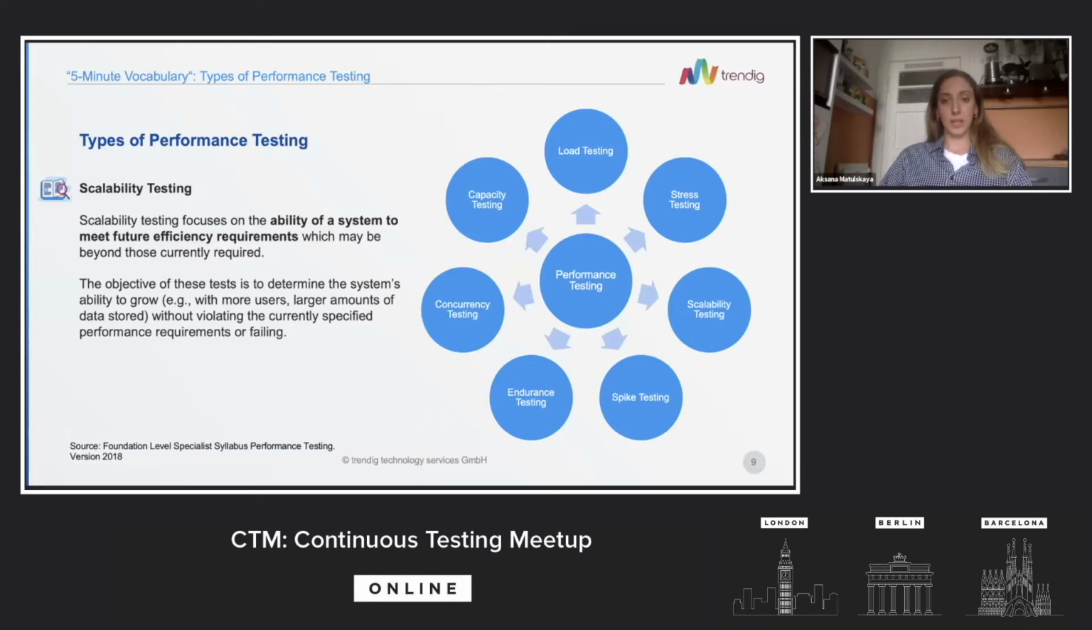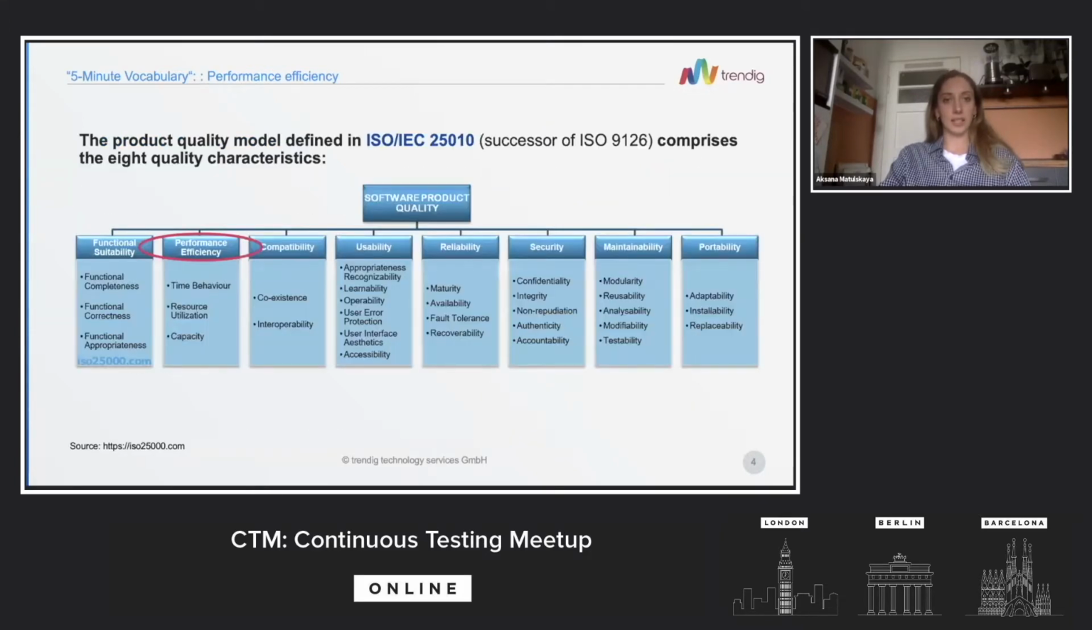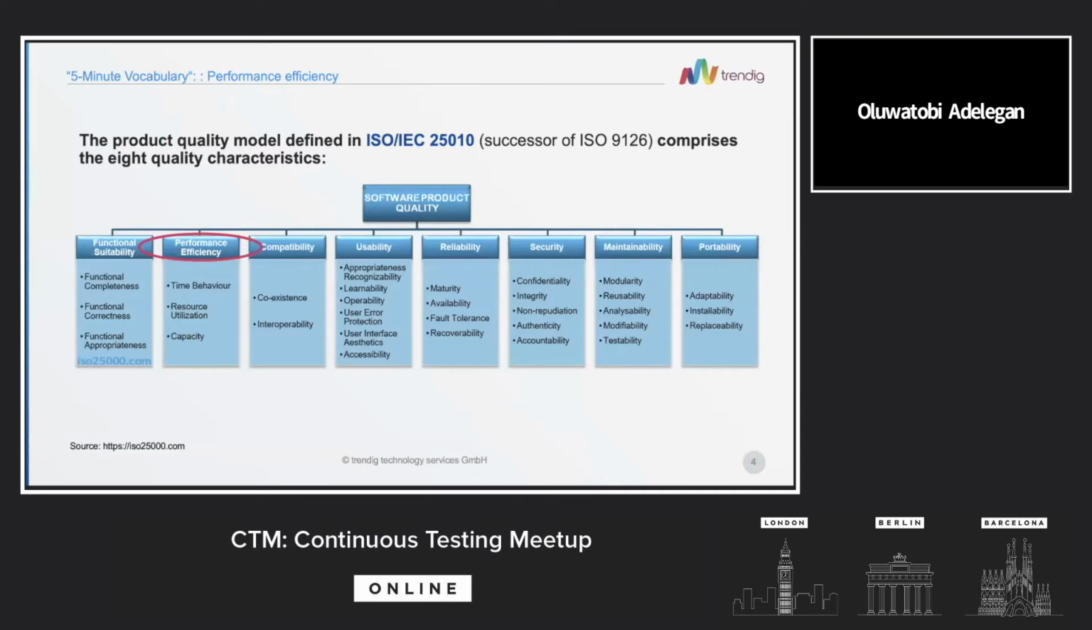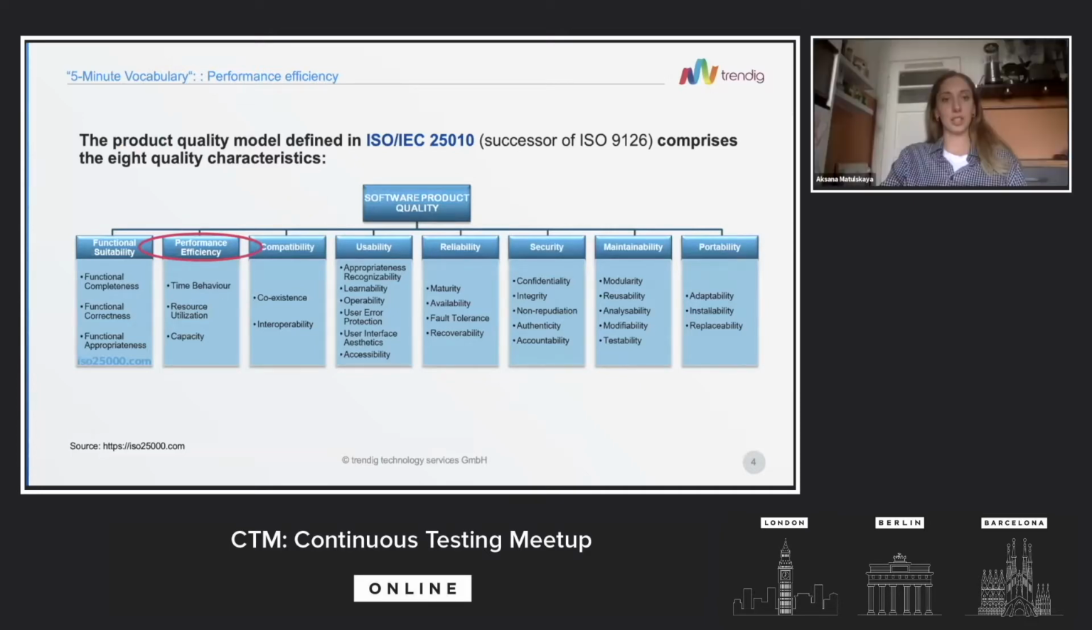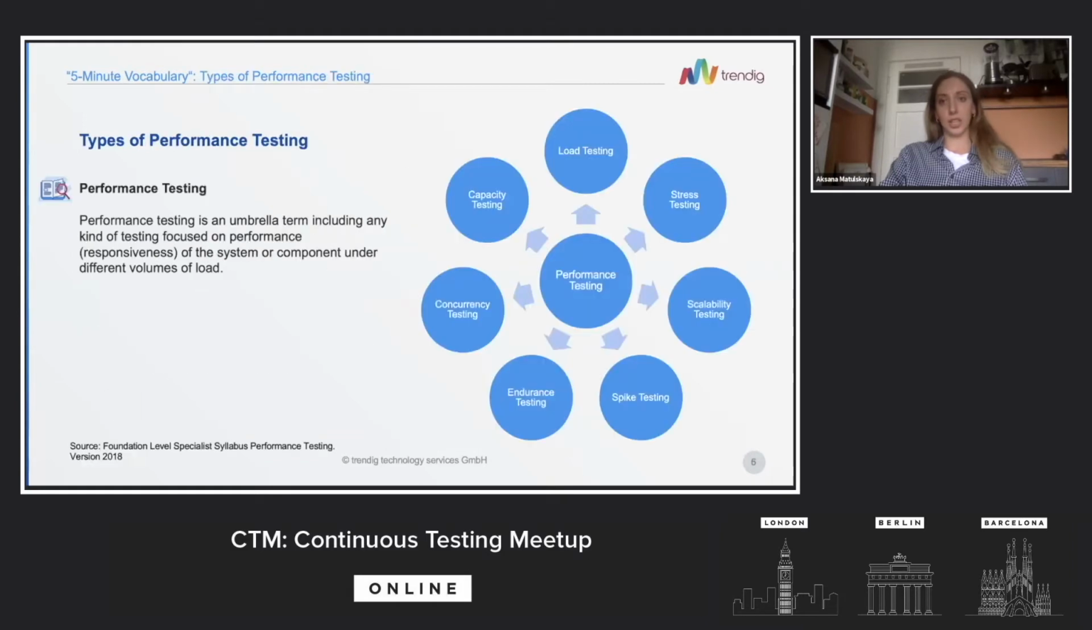So today we discussed some points. We discussed the different types. Performance efficiency is one of the 8 quality characteristics from ISO 25010. And we looked at 3 types of performance testing: load testing, stress testing, and scalability testing. So next time I would like to present the next 4 types of performance testing.